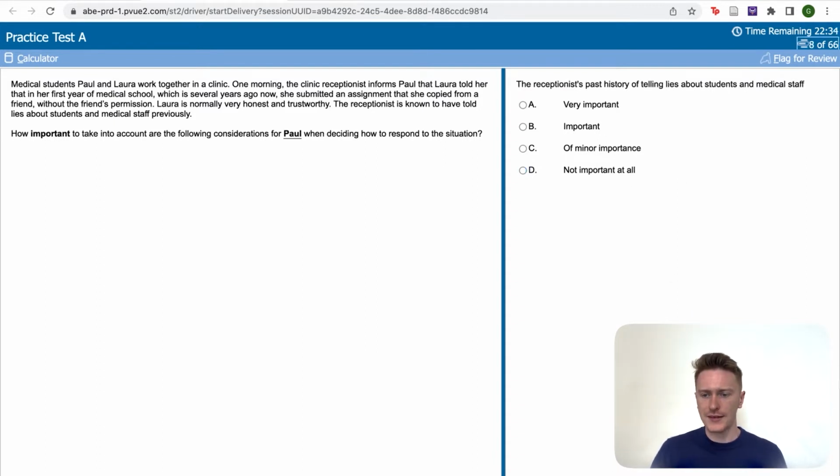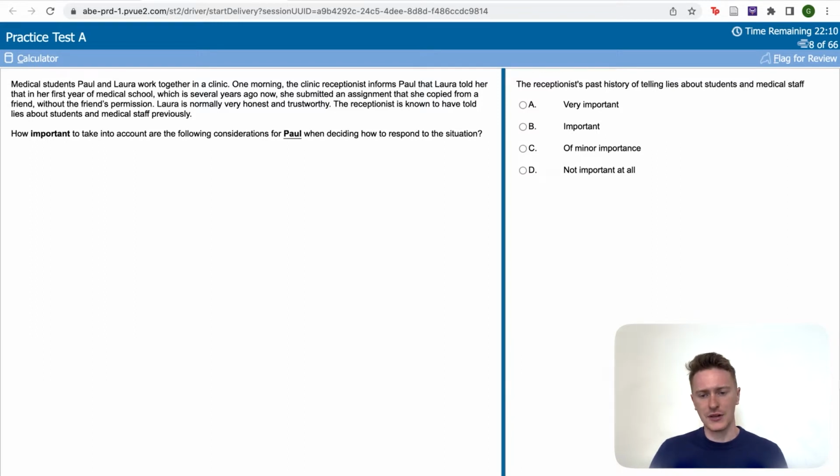The receptionist's past history of telling lies. Now this, you may debate with yourself a lot about it, but the thing that tells me this is either B or A is the fact that that's the crux of the question. I don't know whether this receptionist is being honest or not. It's clearly going to influence my behavior because if this receptionist is very diligent, very honest all the time, I'm going to investigate this quite seriously.